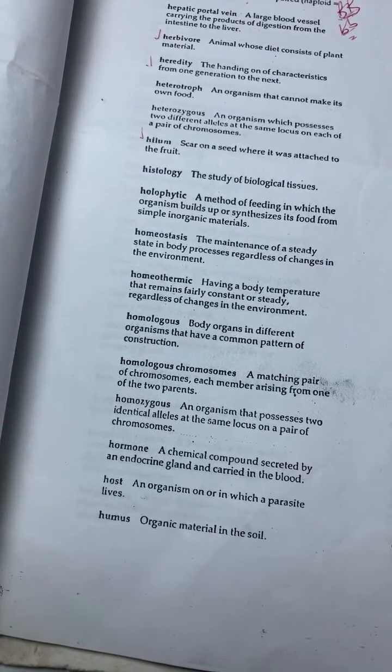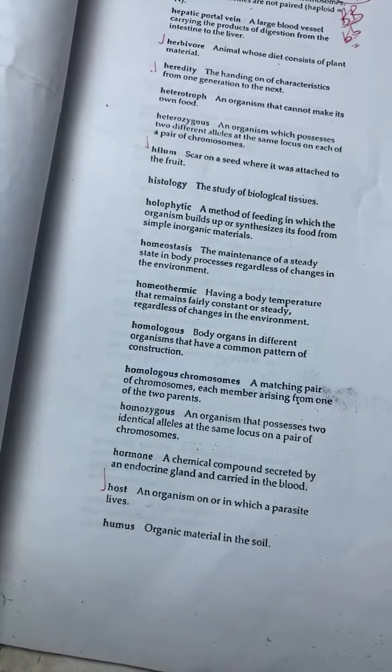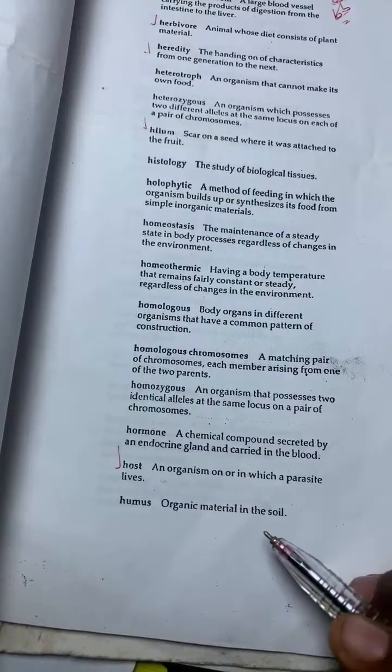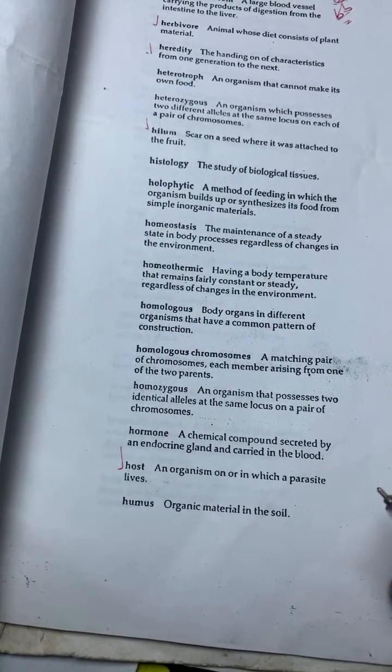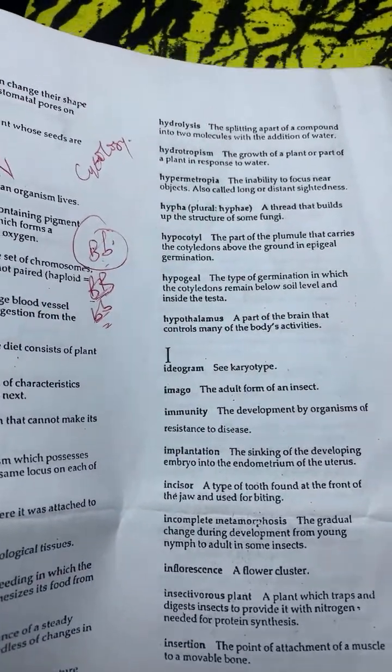We have host. A host is an organism on which a parasite lives. Are we there now? We call them what? A host. Now move on to humus, an organic material in the soil. Humus is usually dark in color. Are we there now? So those organic materials present in the soil are called what? Humus.